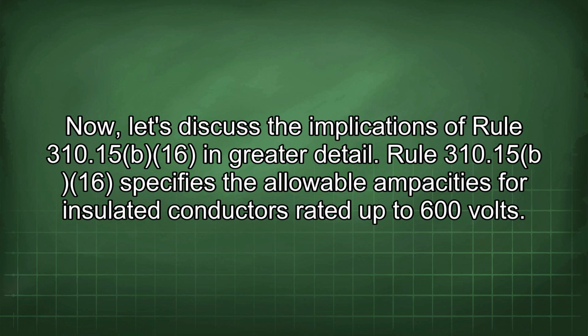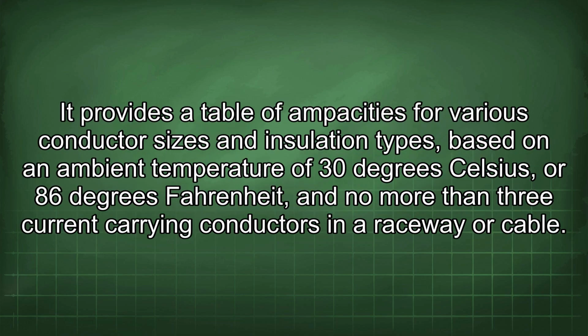Now, let's discuss the implications of Rule 310.1516 in greater detail. Rule 310.1516 specifies the allowable ampacities for insulated conductors rated up to 600 volts. It provides a table of ampacities for various conductor sizes and insulation types, based on an ambient temperature of 30 degrees Celsius or 86 degrees Fahrenheit and no more than 3 current carrying conductors in a raceway or cable.